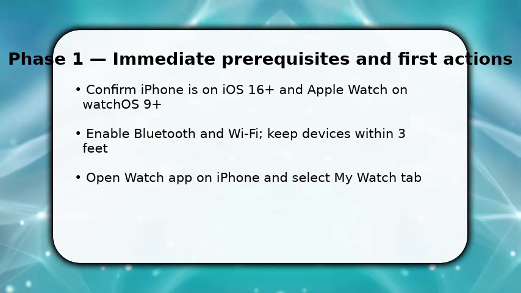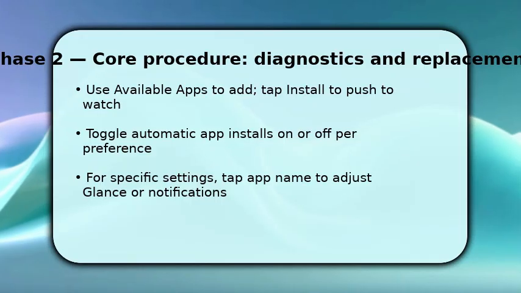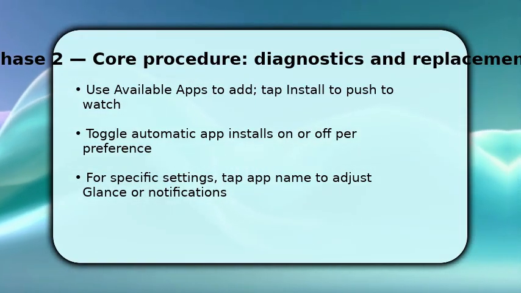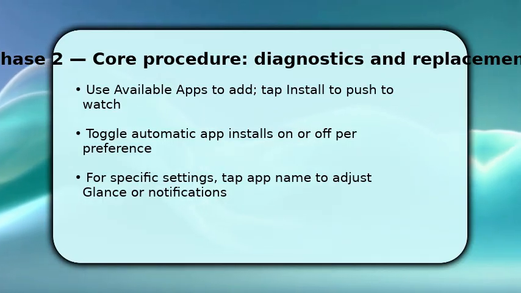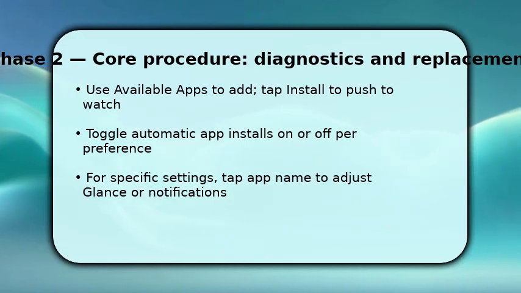Once done with the My Watch list, focus on selecting apps to sync. Tap Install beside each available app to push it to the watch. This initiates background transfer. Make sure Automatic App Install is set the way you want. On copies compatible iPhone apps automatically, versus off lets you pick.